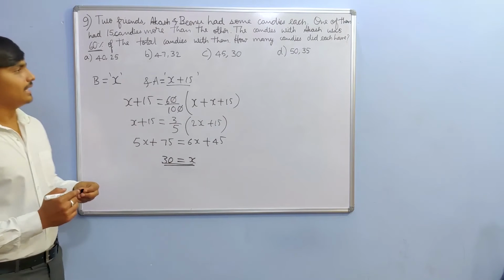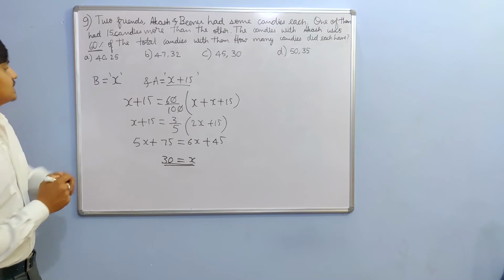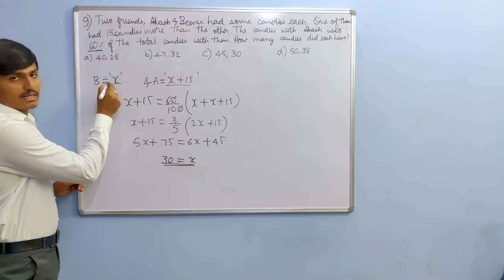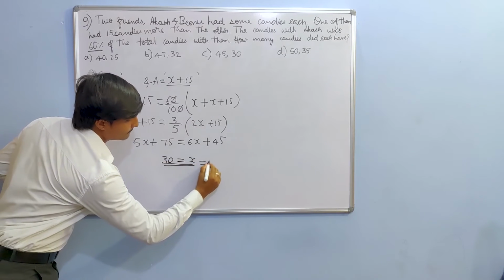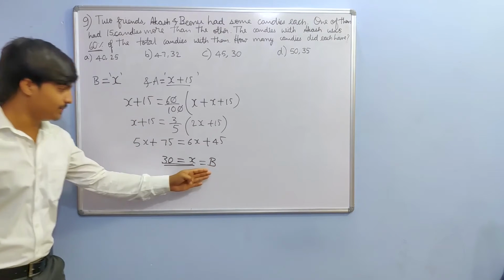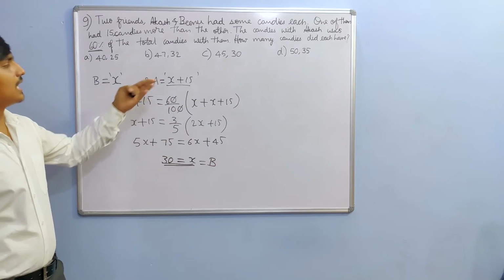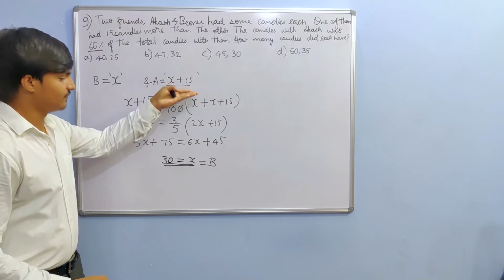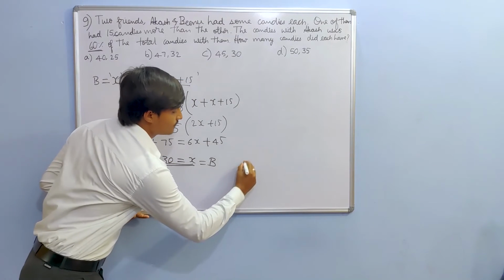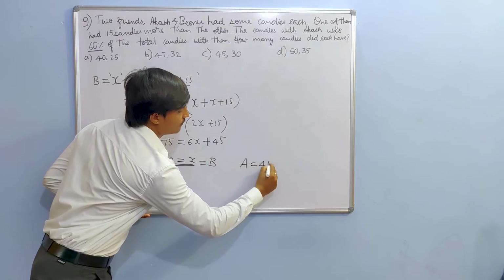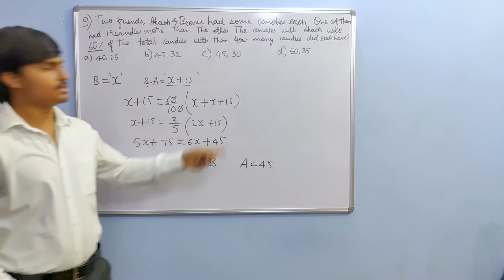From this we can say that the number of candies with Binu is equal to x, right? So which is equal to 30. This is the number of candies with Binu, and the number of candies with Akash is equal to x plus 15, that is 30 plus 15, which is equal to 45. So the answer is option C.